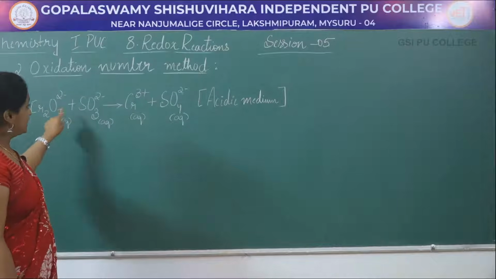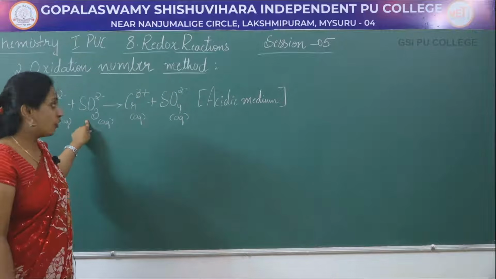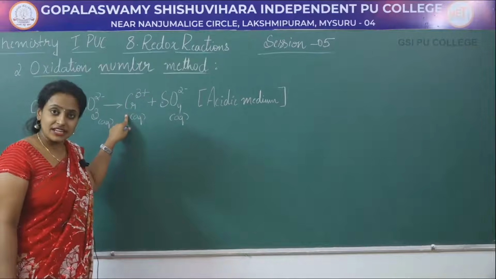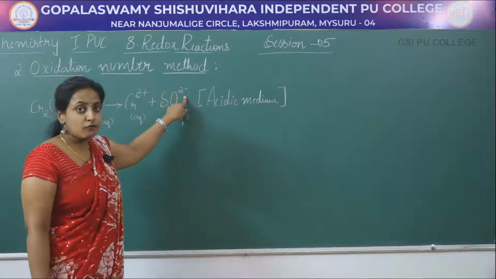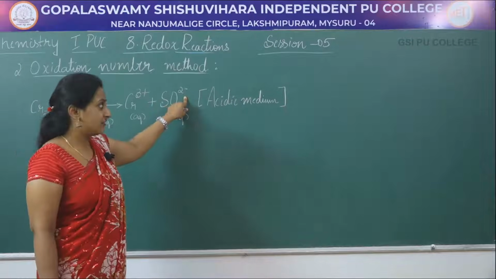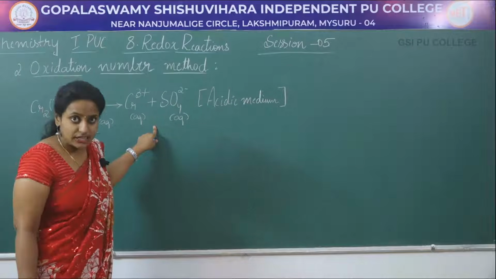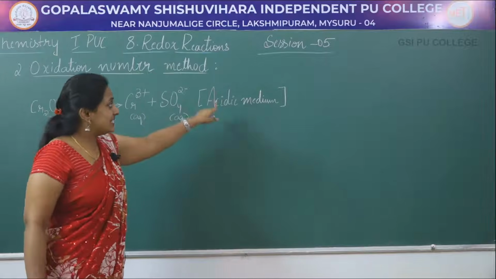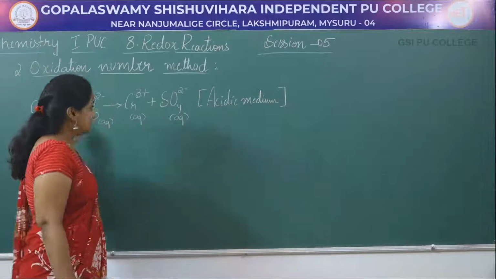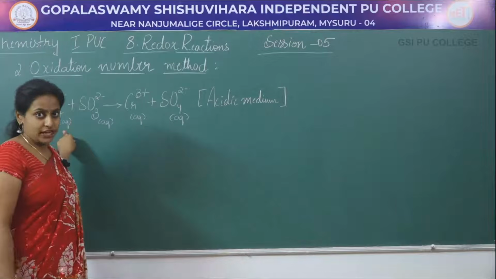The dichromate is reacting with the sulfite ion, giving rise to chromium 3+ ion plus sulfate ion, SO4 2-. This is an unbalanced ionic reaction taking place in an acidic medium. We should balance this unbalanced redox reaction.